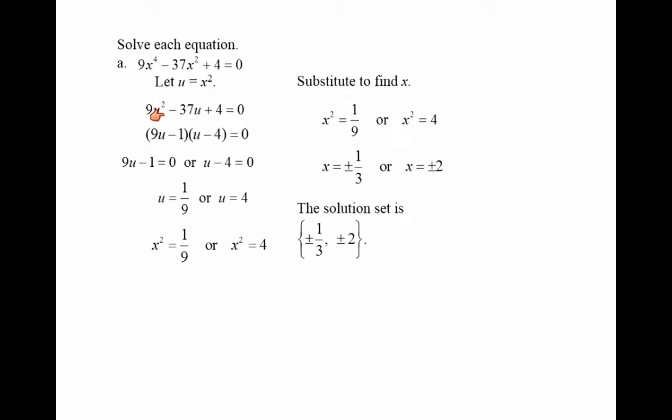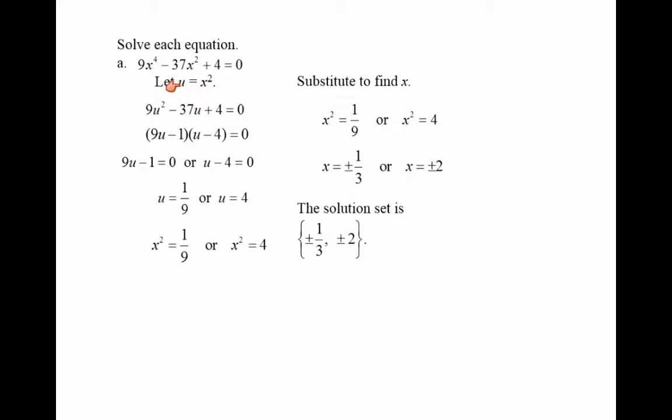Well, everybody should know how to factor this. Now again, if you have a problem with factoring, I would suggest to go back and review the sessions on factoring that I have. So we get 9u minus 1 times u minus 4. We solve for u by letting each of these parentheses equal to 0. Now once I find u equal to 1 over 9 and 4, I have to go back and solve for x.